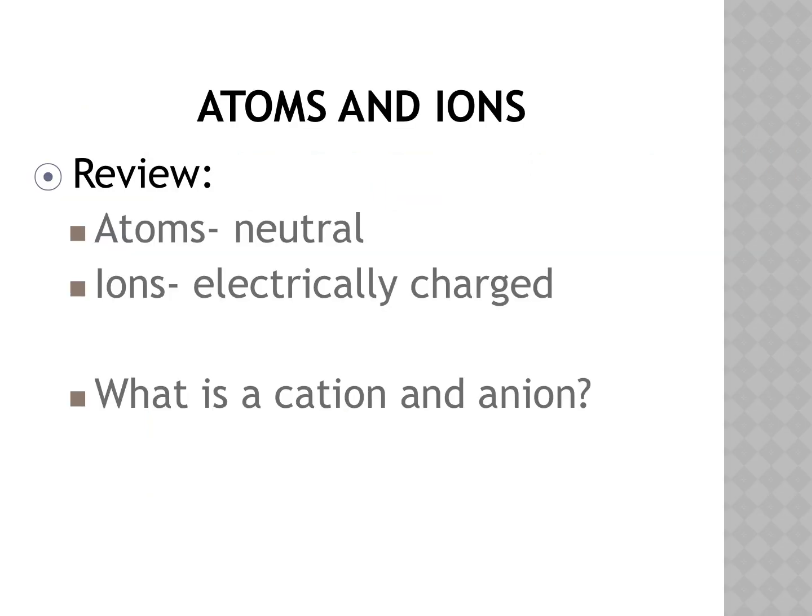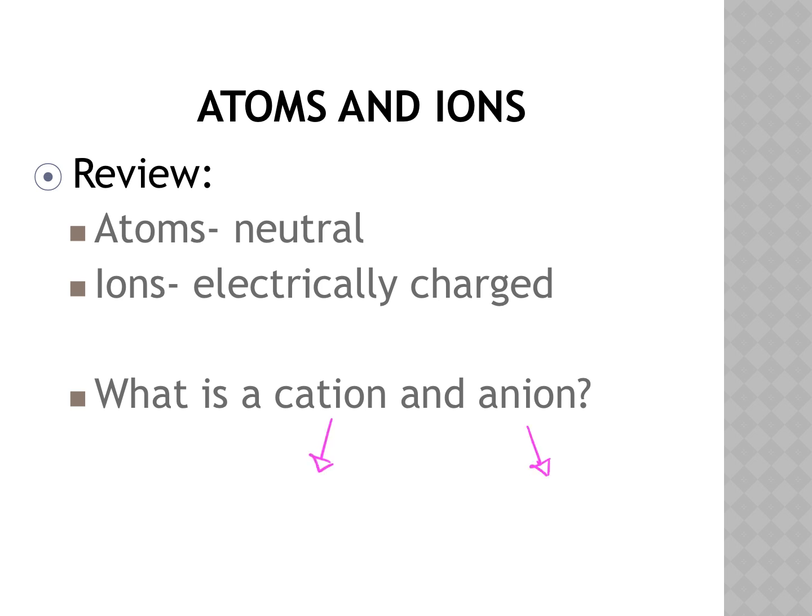And before we get into naming metals and nonmetals, first let's just review some vocab. So atoms and ions are specific words. If we use the word atom, we mean that it's electrically neutral. If we use the word ion, we mean it's electrically charged. And then remember, there's two types of ions. We have cations and anions.